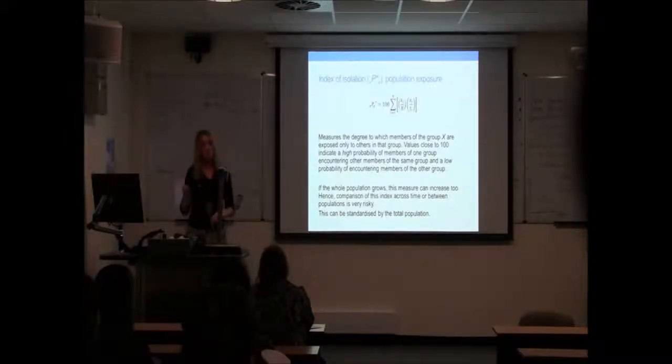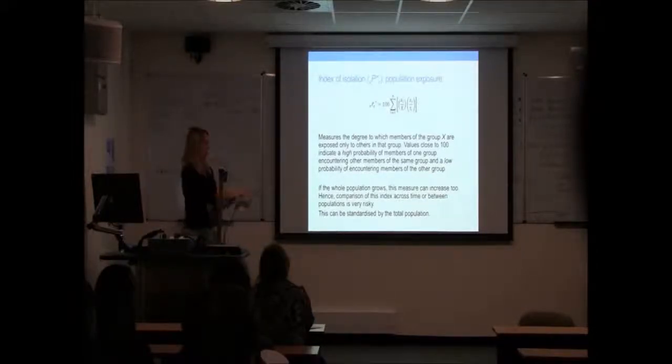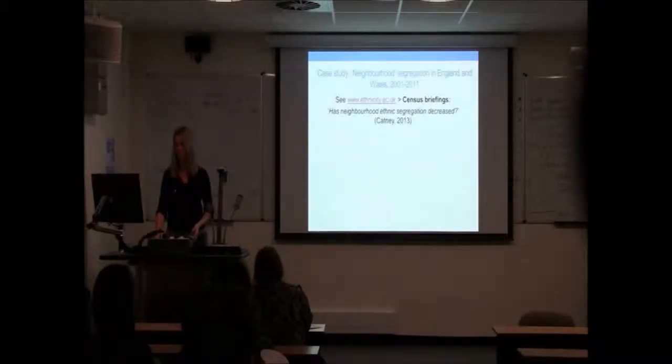Now there's some problems with that measure. If the whole population grows, then the measure can increase as well. So a comparison of that index across time or between populations is actually quite risky. You can get around that by standardising by the total population, but it's just to make you aware of one of the big limitations of that measure.